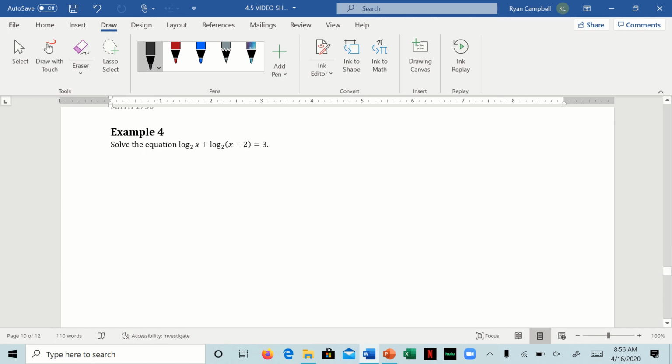All right, let's do it again. So we can combine these two using law number 1, right? So that's going to be log base 2 of x times x plus 2 equals 3. So we don't have log of a base and log of another base. So what's the other thing that we could do to solve these problems?